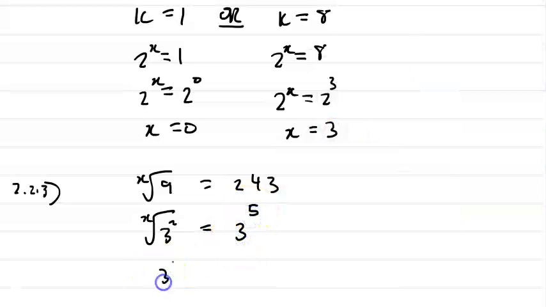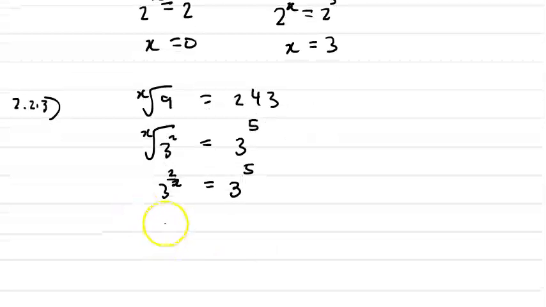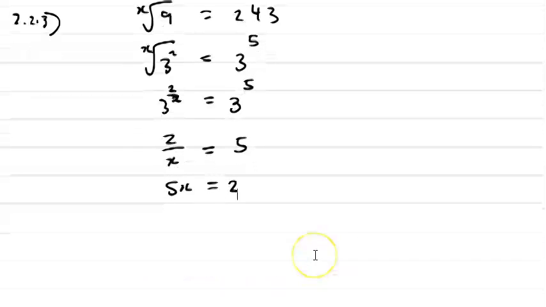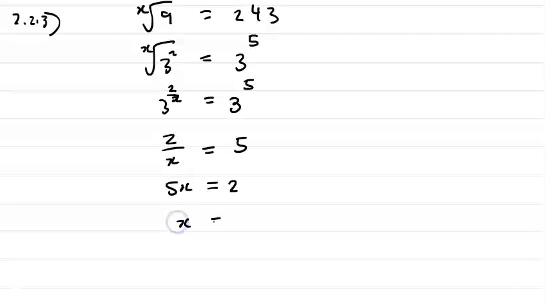So therefore, 3 to the 2 over x equals 3 to the power 5. Bases are the same, bases fall away, so 2 over x equals 5. You just have to equate the indices. Therefore, you'll get 5x equals 2, x equals 2 over 5. And that's it, that's our solution.